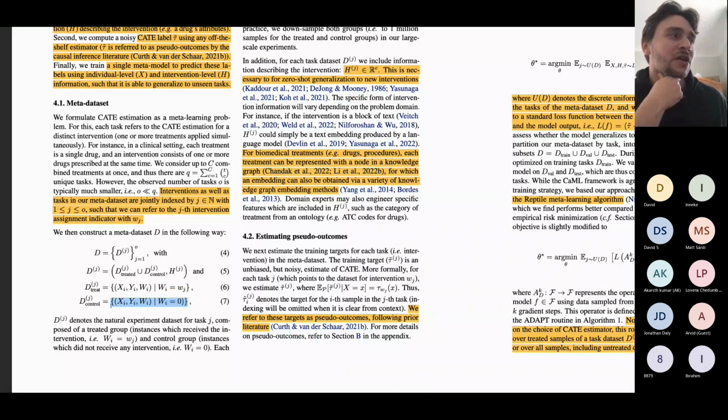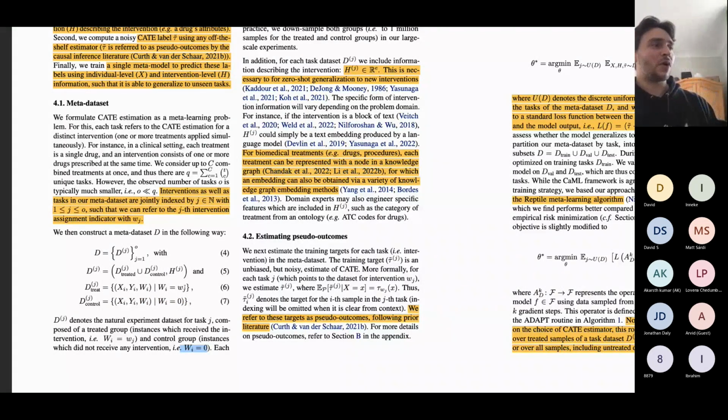I was wondering if they share examples of non-treatment between data sets, because a patient that's not treated with any drug could be used in any of these data sets. I think W_i equals 0 is just, did not receive any intervention. So yeah, whether they're sharing between data sets for untreated patients or not.